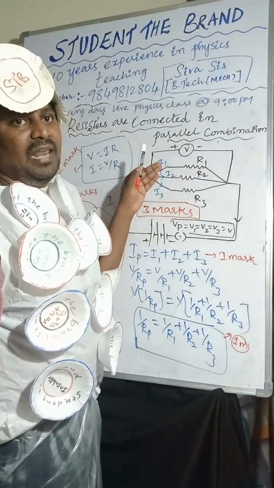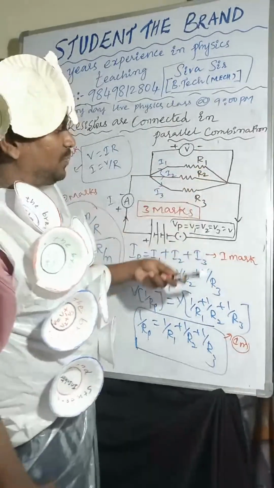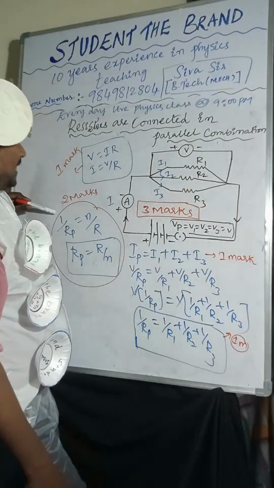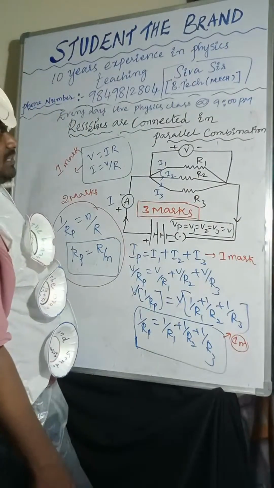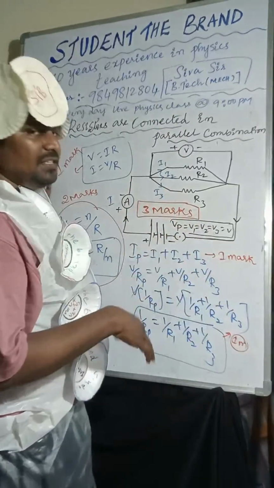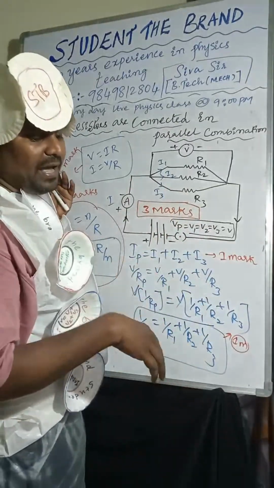These points they will ask for 1 mark, and this point also 1 mark. This point also 1 mark, this one 2 marks, and this one 1 mark. So this is about resistors connected in series combination. Resistors are connected in parallel combination.